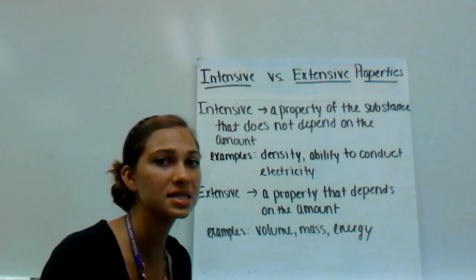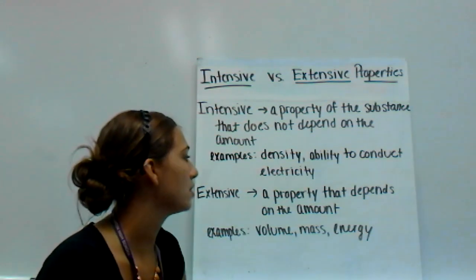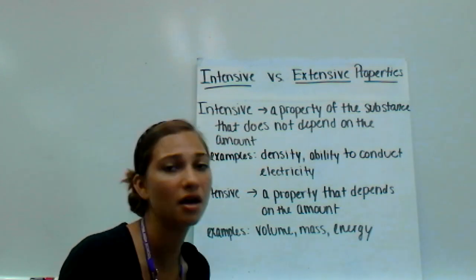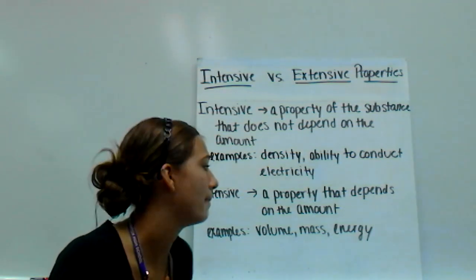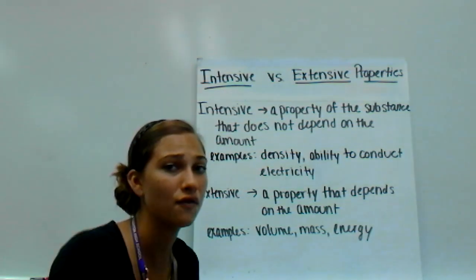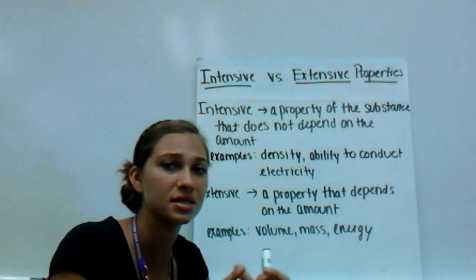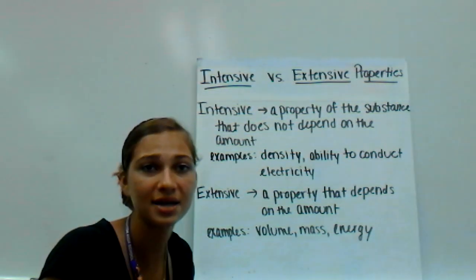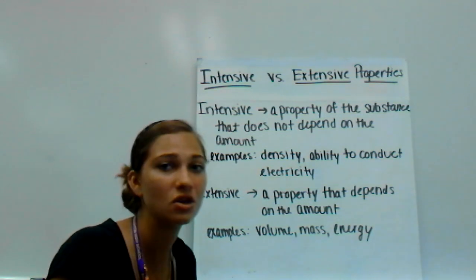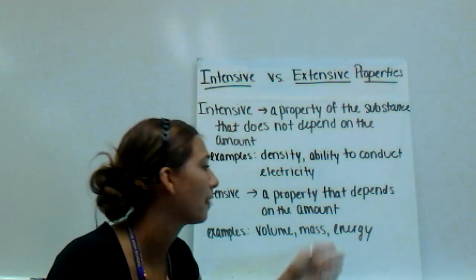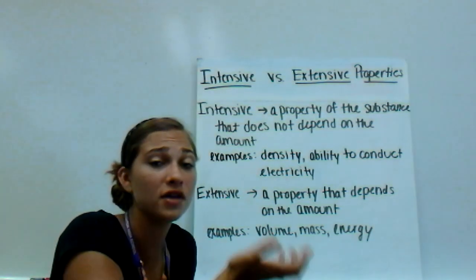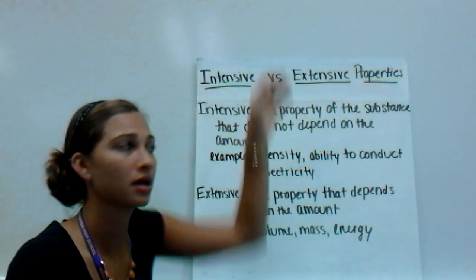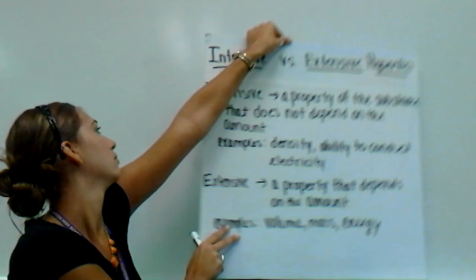Now if we think about an extensive property, it's a property that depends on the amount. So some examples are volume, mass, and energy. If you have more of a substance, if you have more matter, it is obviously going to have a higher mass. It's going to take up more space, so it will have more volume. And then energy, the more of it you have, the more energy that's contained in that specific matter.